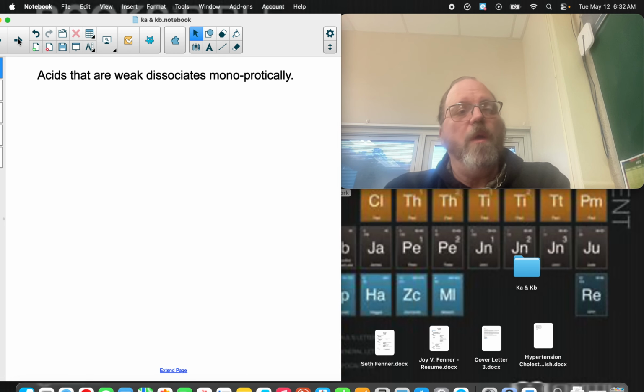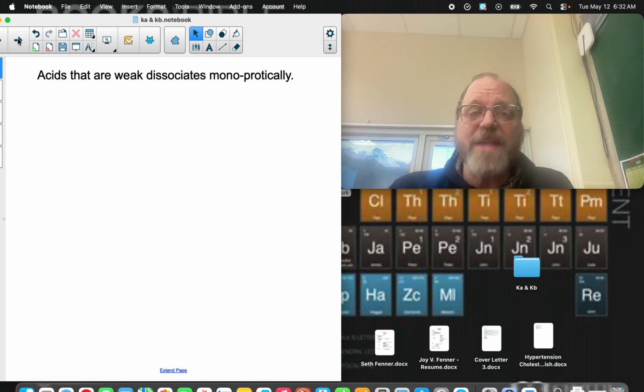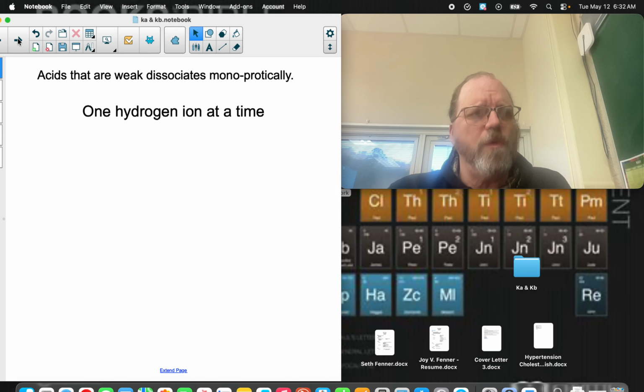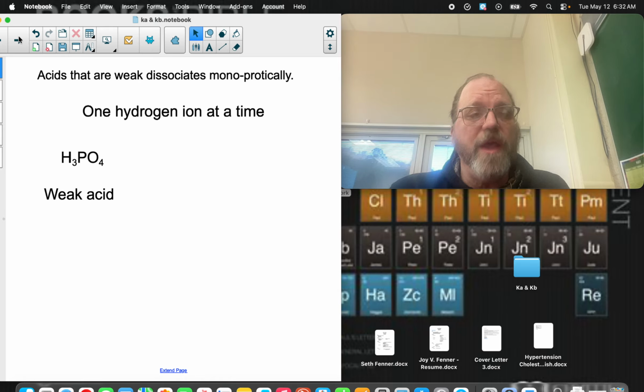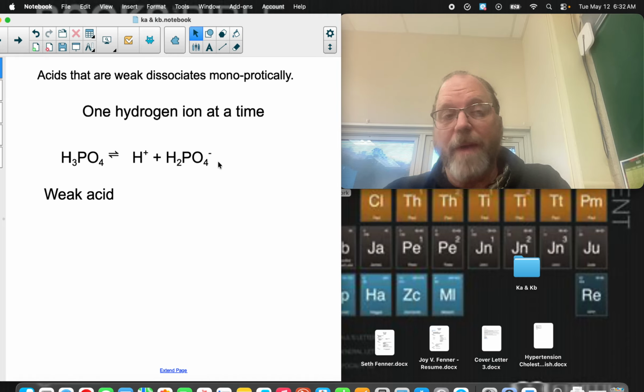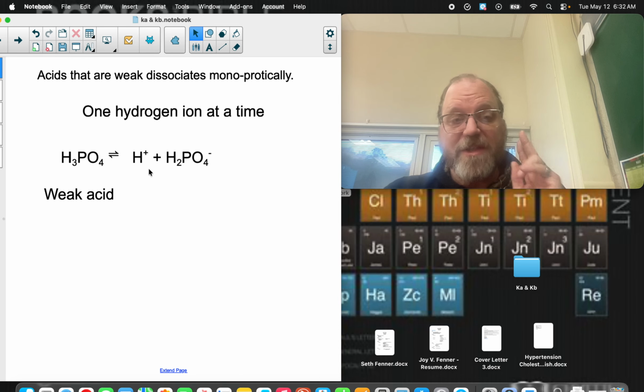Let's try another one. Here's an explanation. When acids dissociate, they do that monoprotically. What does that mean? It means one hydrogen ion at a time. Let's take the example of phosphoric acid, where there are 3 hydrogens that have to come off. It's a weak acid because 4 minus 3. At equilibrium, we're going to get H plus and H2PO4 minus. So we're going to lose 1, and that's going to give us our own Ka, which we call Ka1.